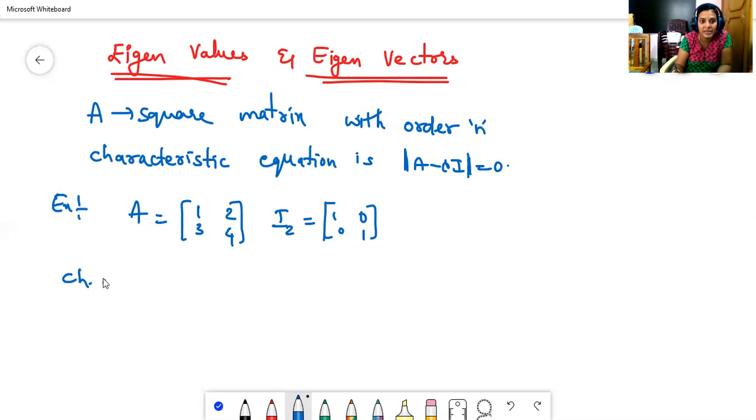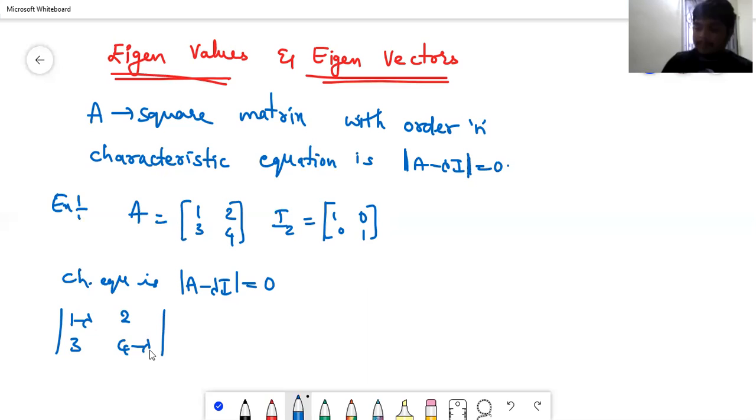The characteristic equation is determinant of A minus lambda I is equal to 0, which means only the diagonal elements have lambda subtracted. That is 1 minus lambda, 2, 3, 4 minus lambda. Why? Because in the identity matrix only the diagonal elements are unit elements, the remaining are all 0. So if we subtract lambda I from A, only the diagonal elements change. Now we can take the determinant.